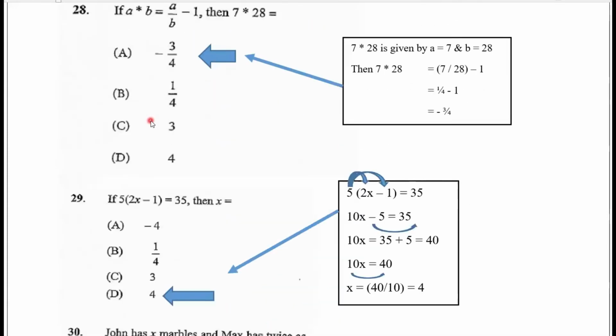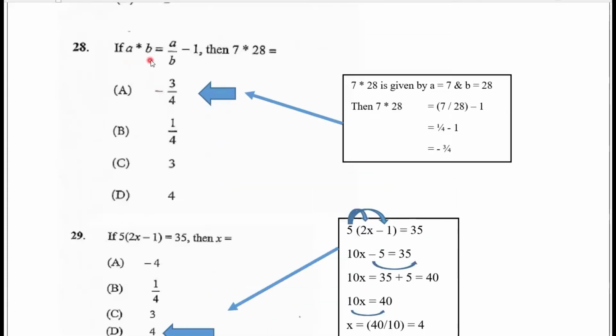28. If A asterisk B, we could just say A operation B, because I don't know what it is. It's A over B minus 1, was 7 operation 28. And again, you do need to understand this operation. You need to understand the formula. So by comparison, A come like 7 and B come like 28. So 7 asterisk 28 will be what?